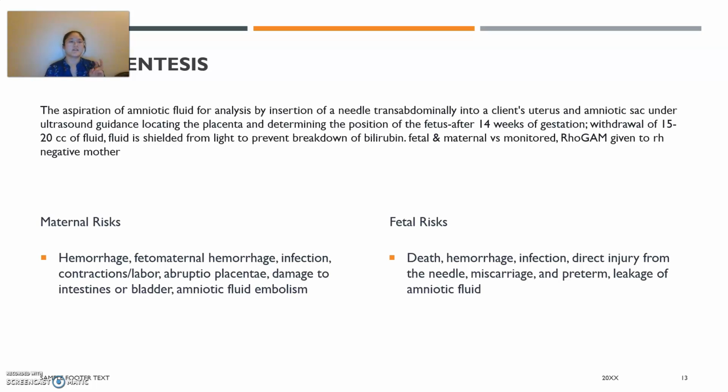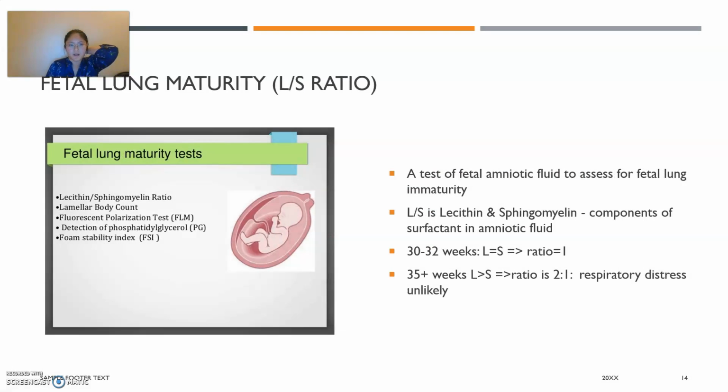With this one, there are two kinds of risks, one maternal and one fetal. For maternal, it will be fetal-maternal hemorrhage, infection, contractions, labor, abruption of the placenta, damage to the intestine or bladder, and amniotic fluid embolism. For the fetus, it includes death, hemorrhage, infection, direct injury from the needle, miscarriage, and preterm leakage of the amniotic fluid.